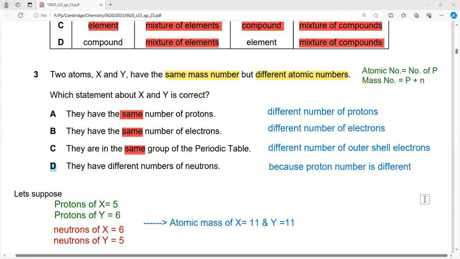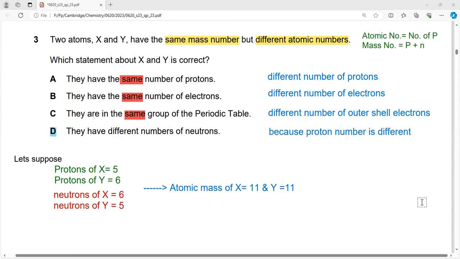Question number 3. Two atoms X and Y have the same mass number, but they have a different atomic number. Which statement about X and Y is correct? Atomic number is the number of protons, while the mass number is the number of protons plus the number of neutrons. On the basis of this information, the statement that they have the same number of protons is wrong. They have a different number of protons. Why? Because they have different atomic numbers.